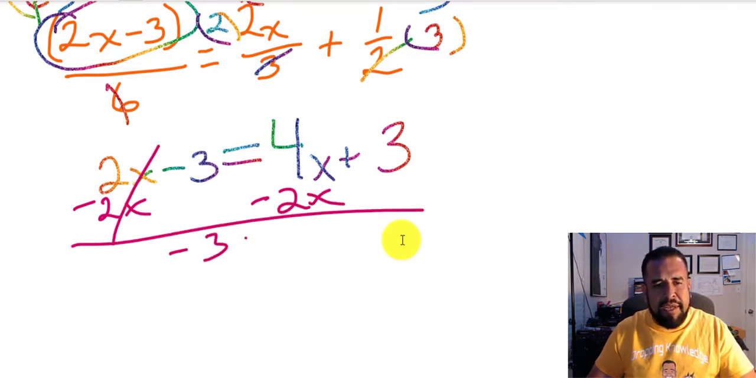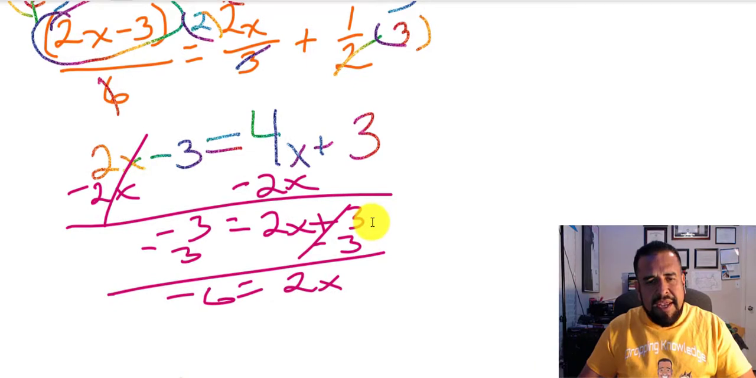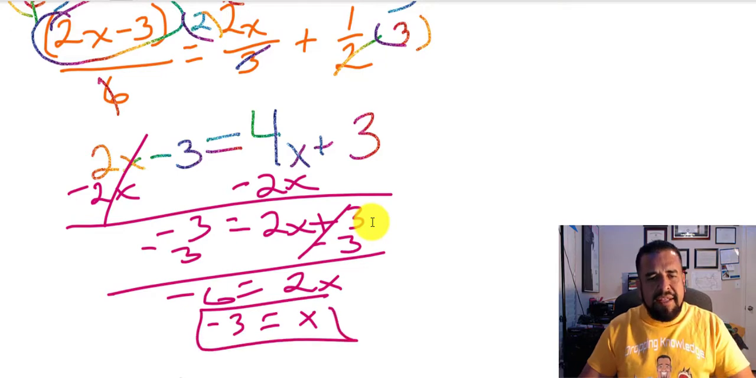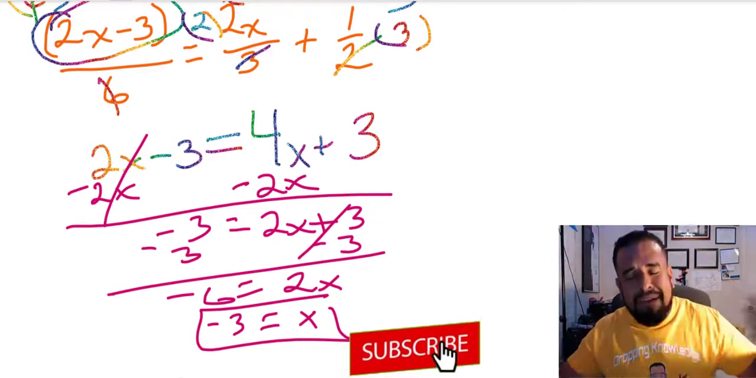I get negative 3 equals 2x plus 3. Let's subtract 3 from both sides. This gives me 2x equals negative 6. And then divide both sides by 2. And x equals negative 3. All right? That would be my final answer there. Pretty simple, right? Pretty simple.